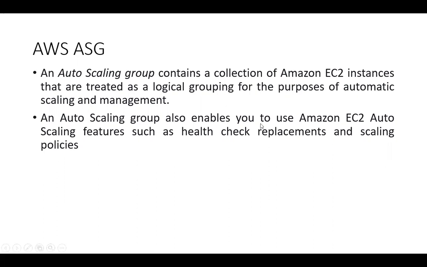Auto scaling groups also enable us to use EC2 auto scaling features such as health checks, replacements, and more. If some EC2 instance is not healthy, it will automatically be replaced with the next EC2 instance. We can also define the user data, as well as the scaling policies. In today's video, I will not be talking about the scaling policies. Mostly we'll focus on the health check replacements and how they work.